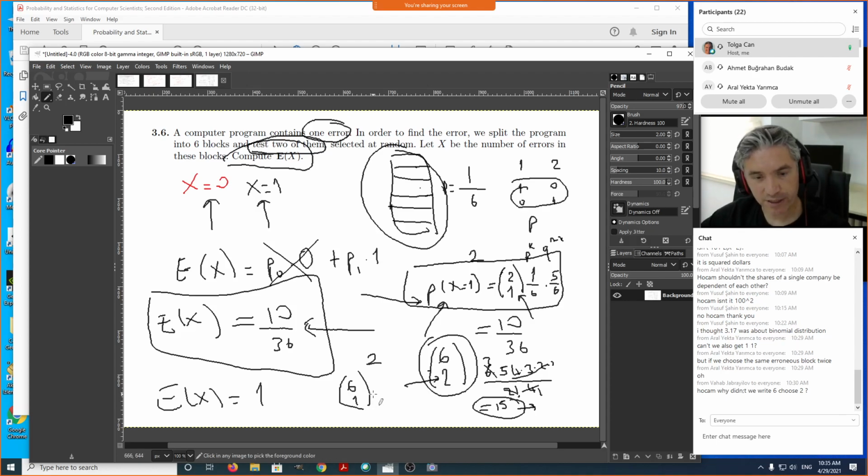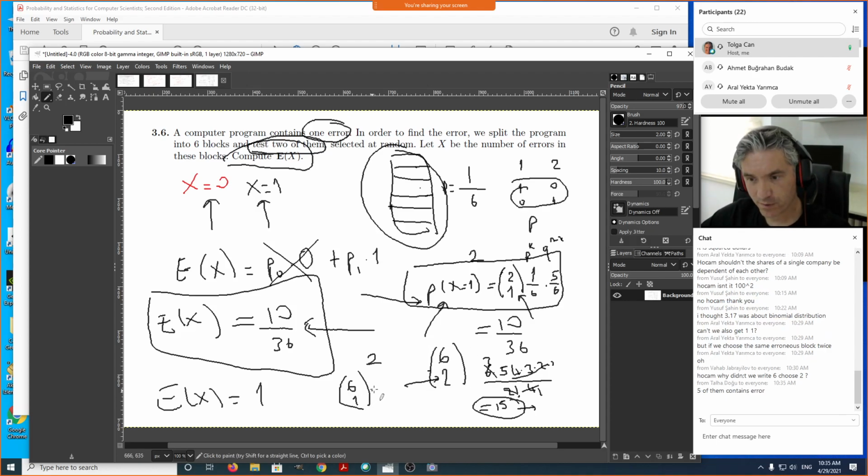The possible, so actually I need to choose something. So here, 5 of them contain, oh, out of this 15, 5 of them are going to contain the error. So how did you find that 5?